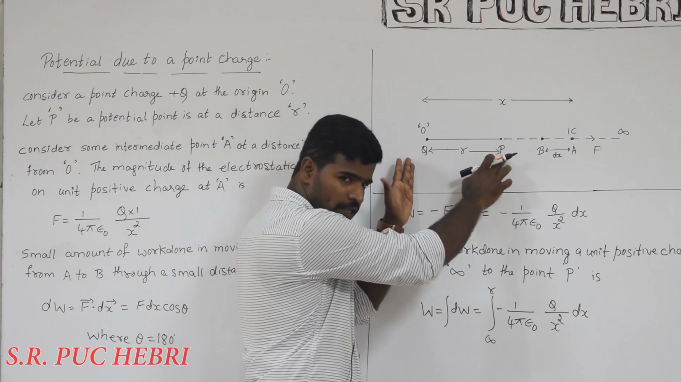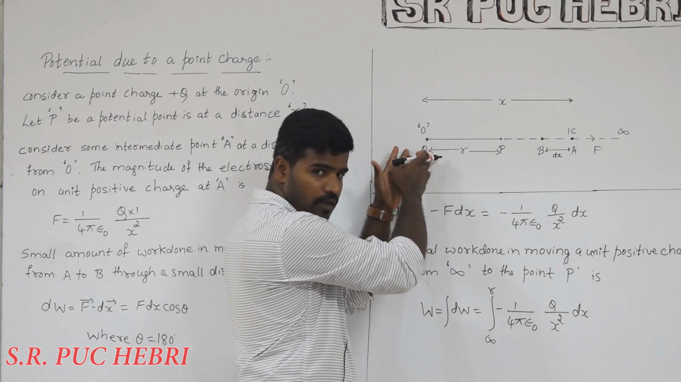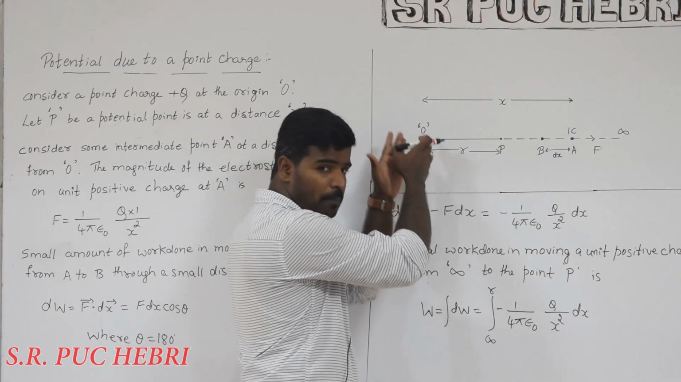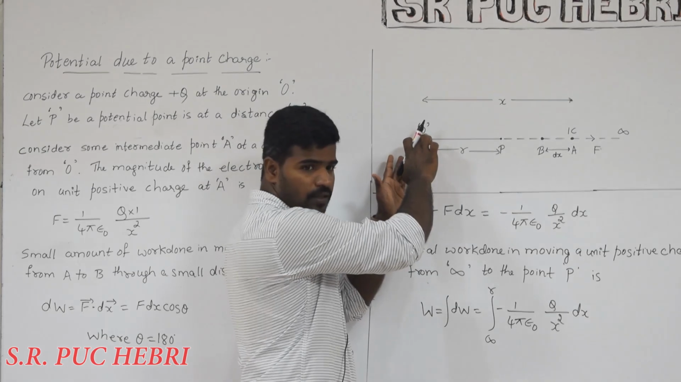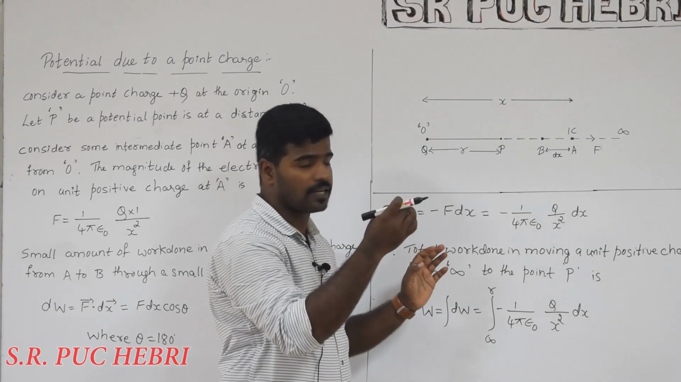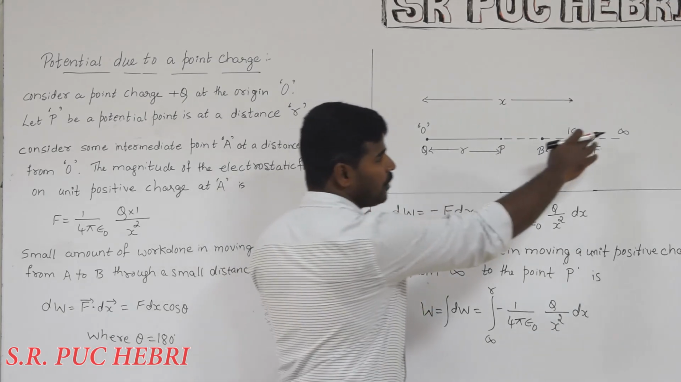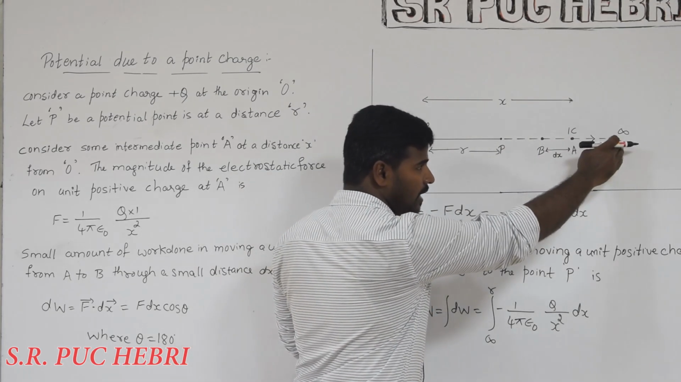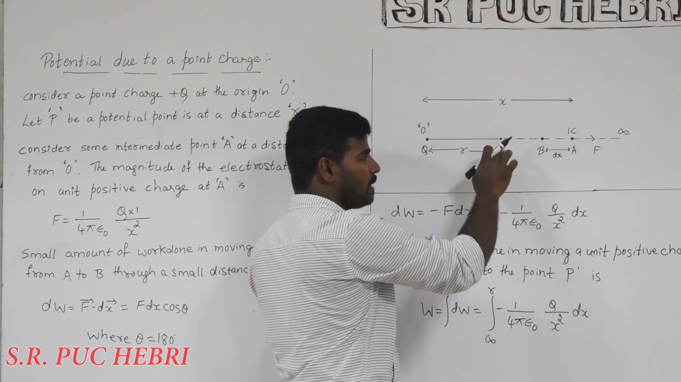That point P is called as a potential point. I repeat, the source charge Q or the point charge Q is placed at the origin is known as O. A charge possesses an electric field, thus it exerts electrostatic force. Therefore, by using the unit positive charge at infinity, the work done is needed in order to get the potential. That potential point is expressed by P.